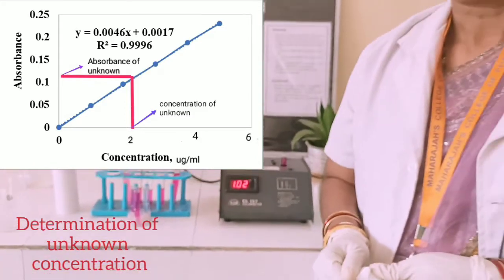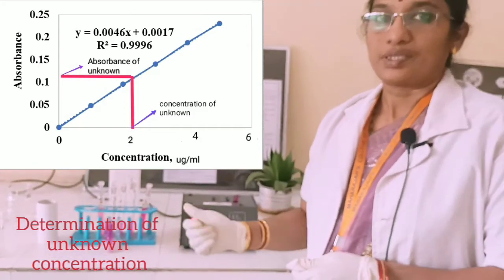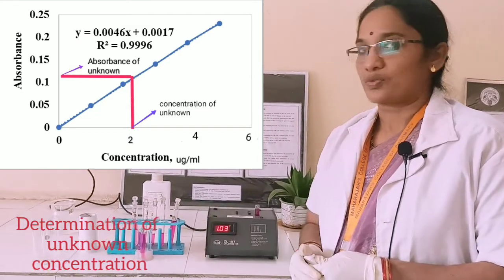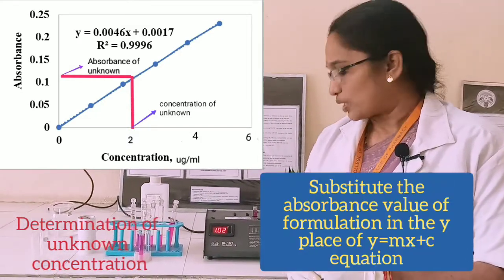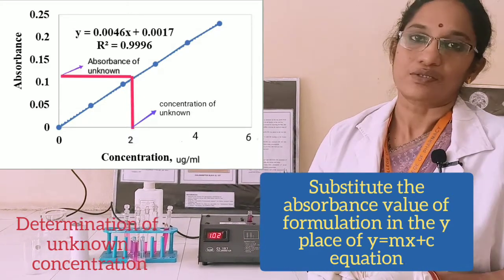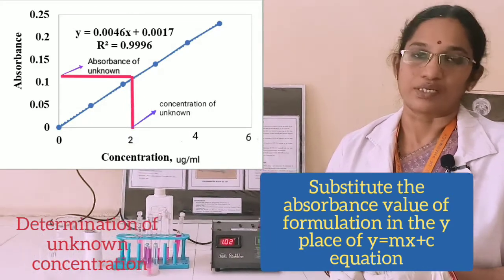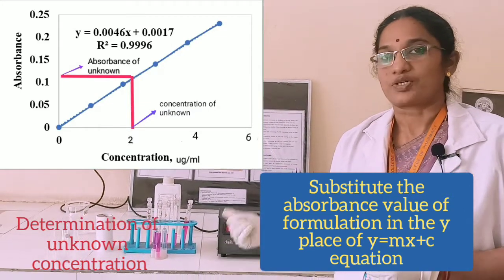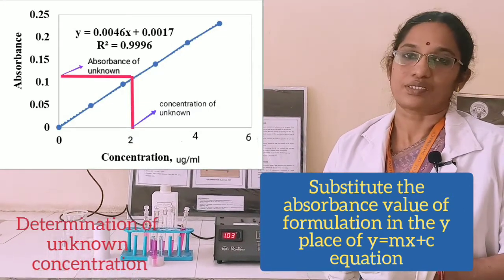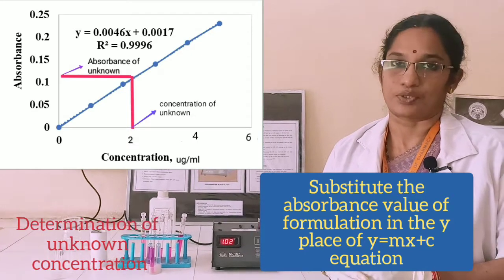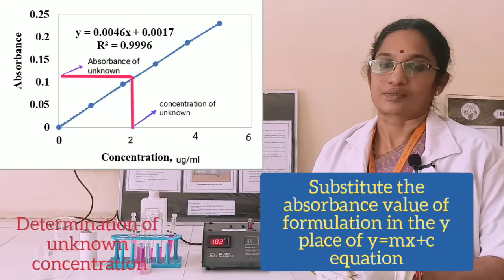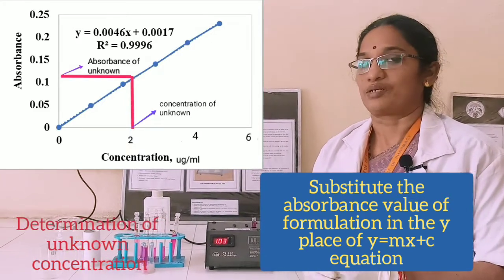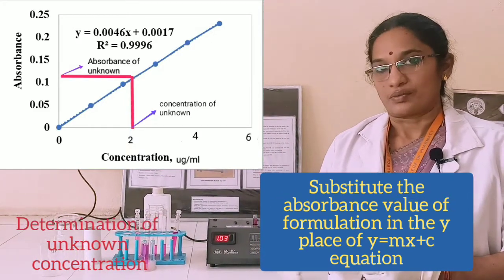So now what we have to do to find out this concentration is, we can substitute this absorbance value, that is 1.02, in the y place of the y equal to mx plus c equation that we have got in step 2. When we substitute this absorbance value in the regression equation that we have got in step 2, we can solve it for x. X is nothing but the amount of drug that is present in the commercial formulation. That is one of the methods.